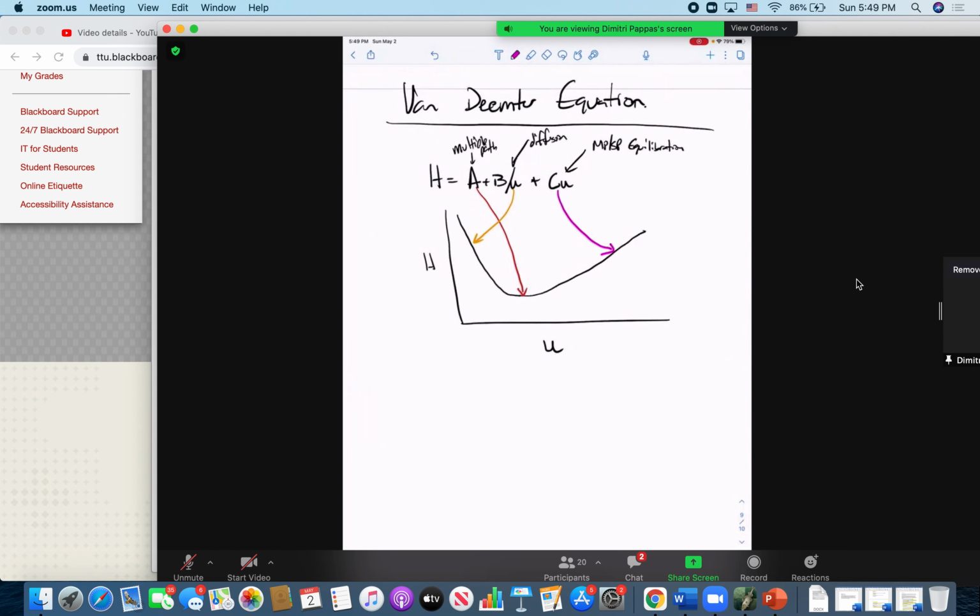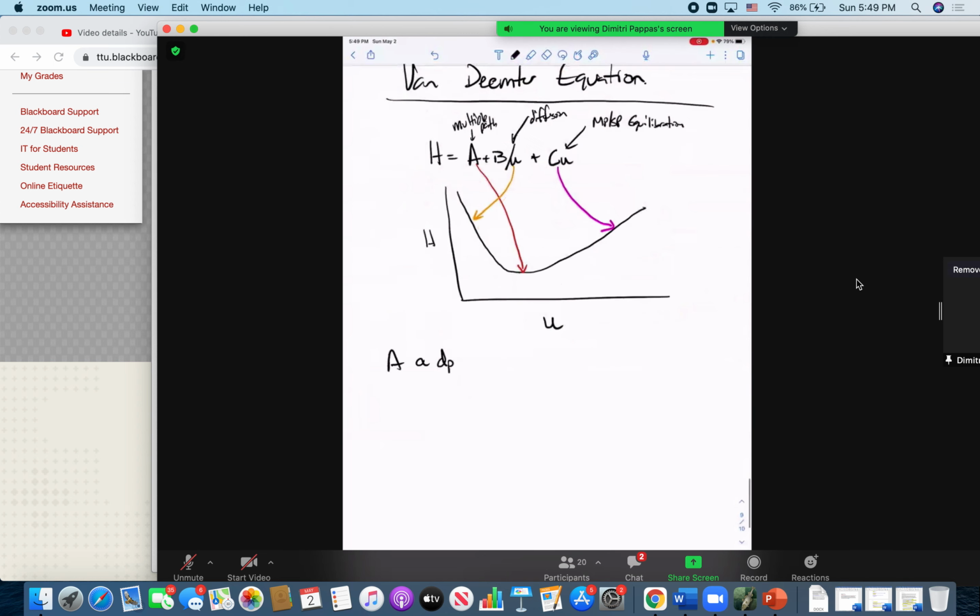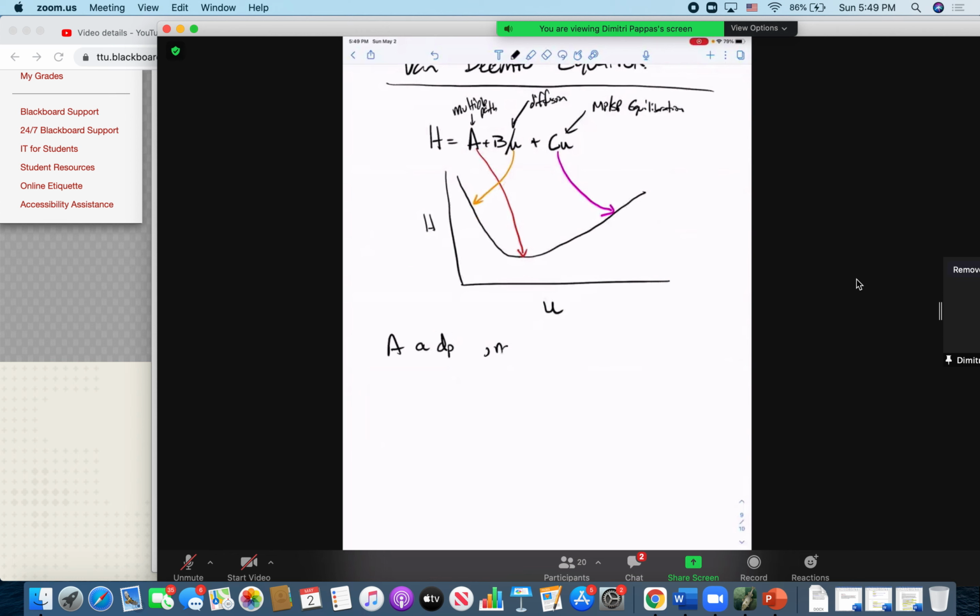If we look at these terms, A is proportional to the particle size. That's what you really need to worry about, right? And there's no flow rate component. So at any flow rate, A is the same, right?